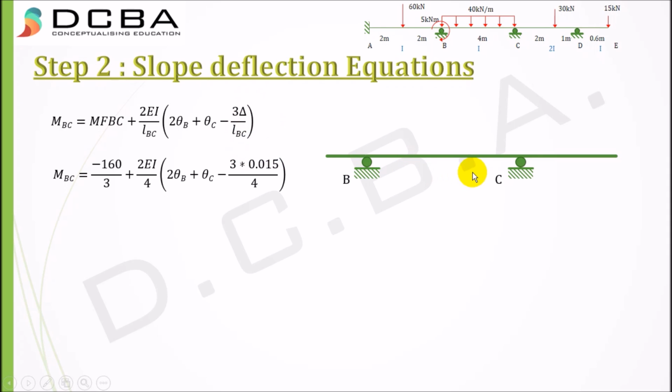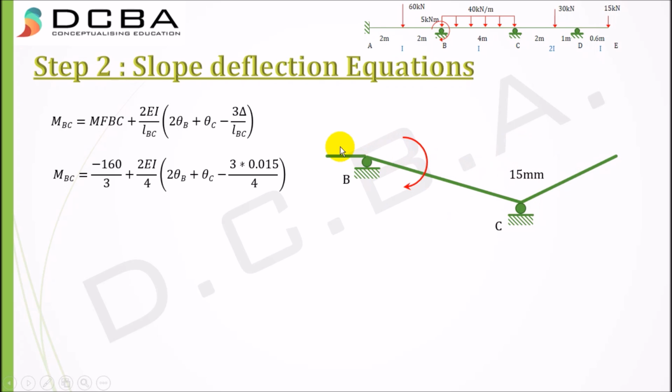It is plus because when my support C settles down, my BC gets rotated in a clockwise direction. And as we saw earlier, the sign convention is that clockwise is positive. So if my deflection is causing my beam to rotate in a clockwise manner, my delta or my deflection is positive. That is why I have substituted delta as plus 0.015 here. Then we simplify this equation, we get minus 160 by 3 plus EI by 2 into 2 theta B plus theta C minus 9 by 800.